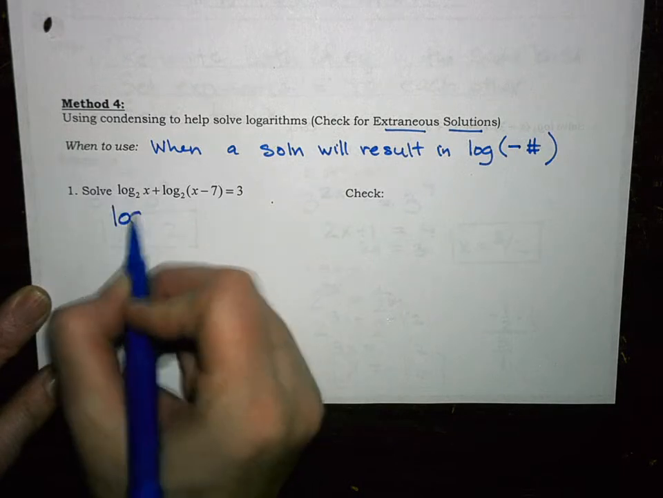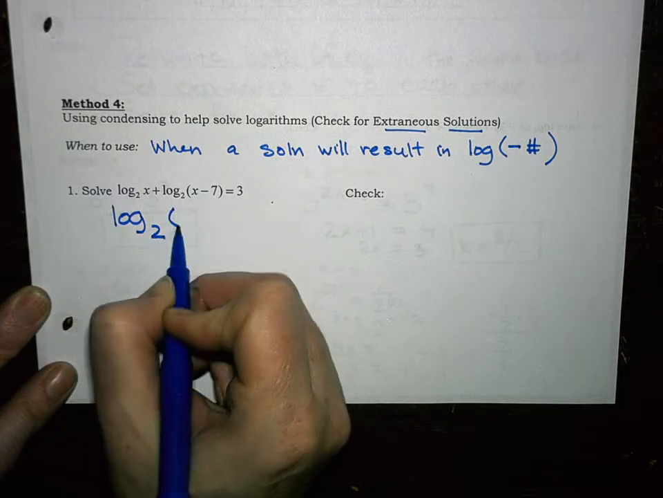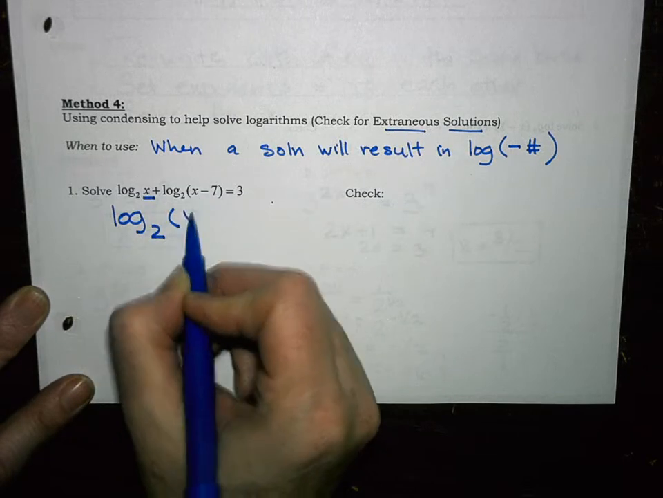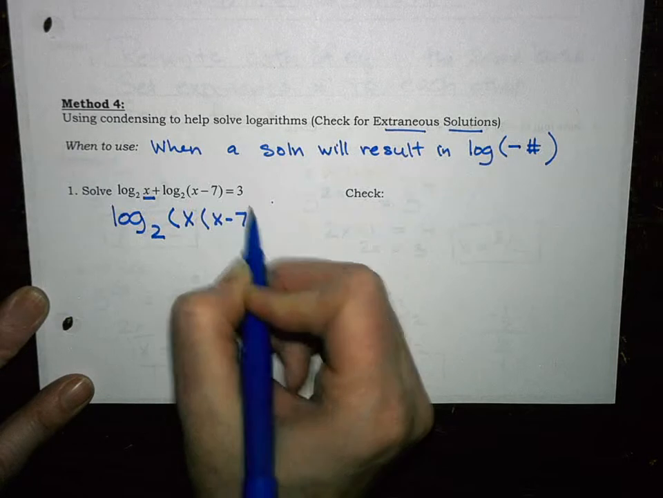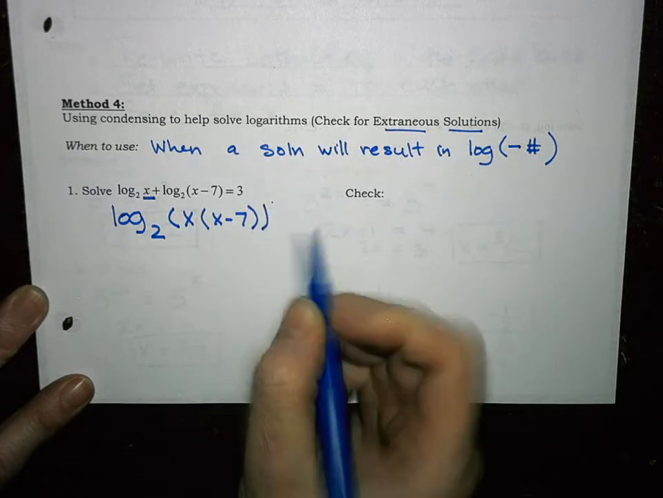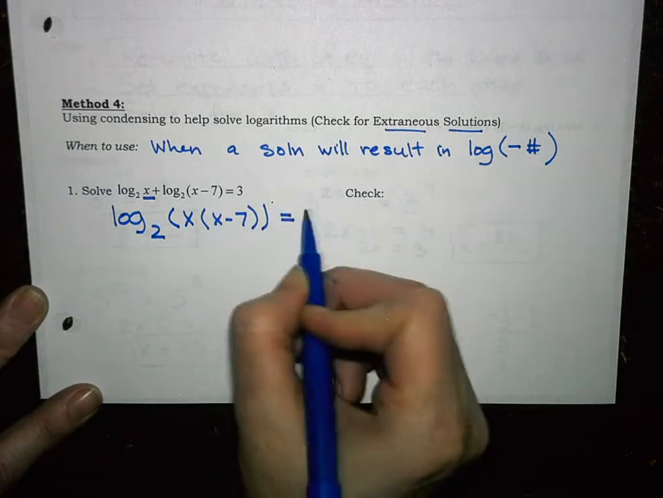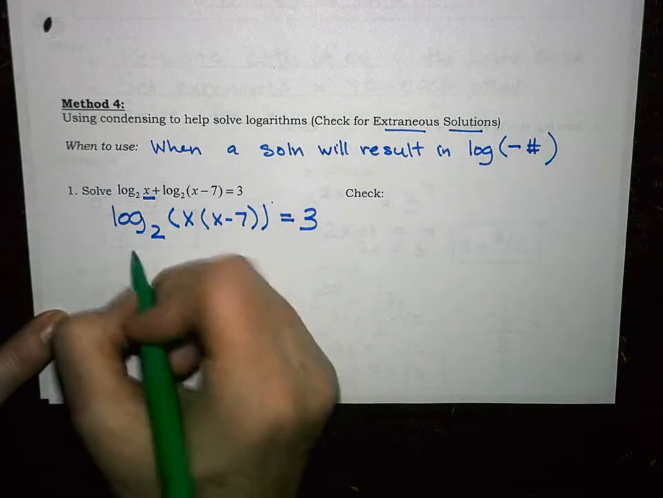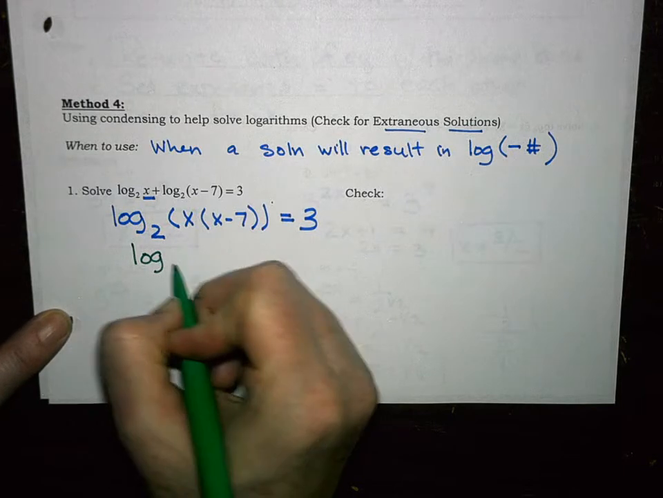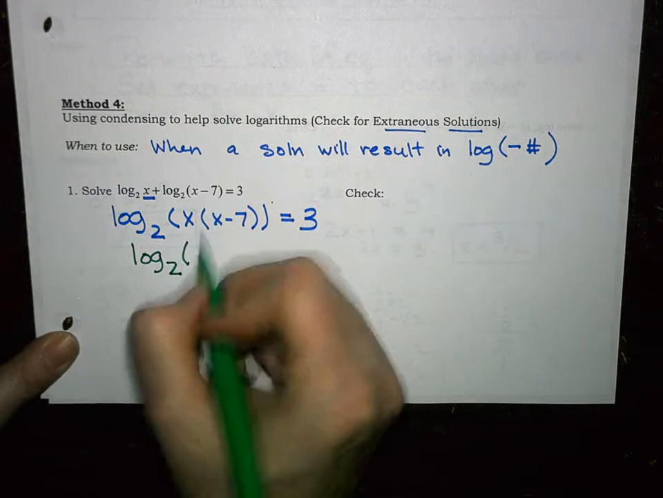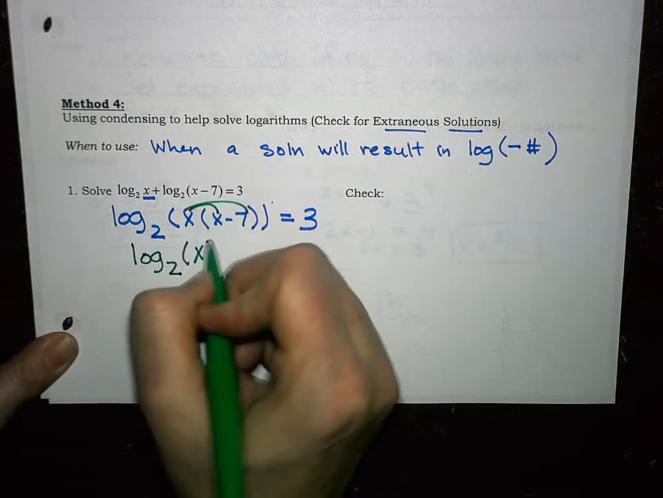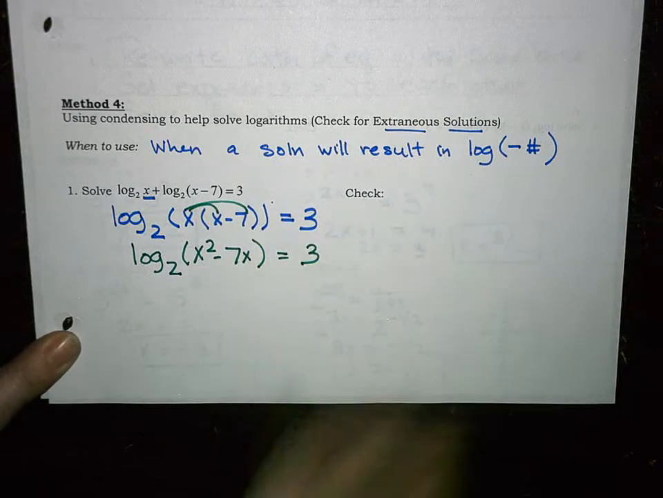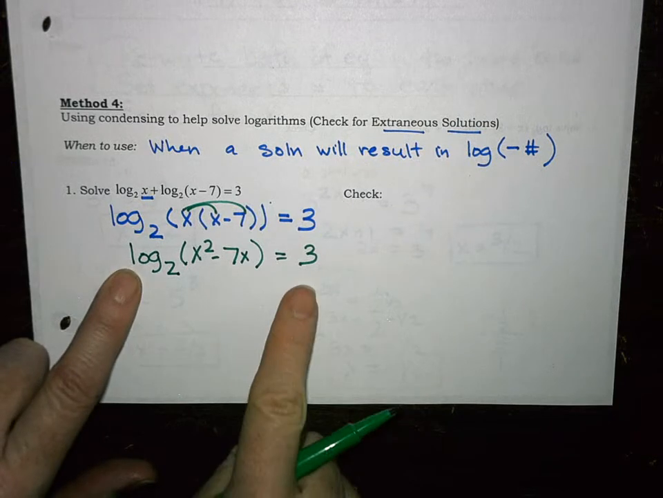I'm going to condense first. So on the left side, I can condense the log base 2 of x times x minus 7. And all I'm doing is condensing. I'm not taking the log of both sides at this point. So now I'm just going to multiply these together. So I get the log base 2 of, distribute this, x squared minus 7x is equal to 3.